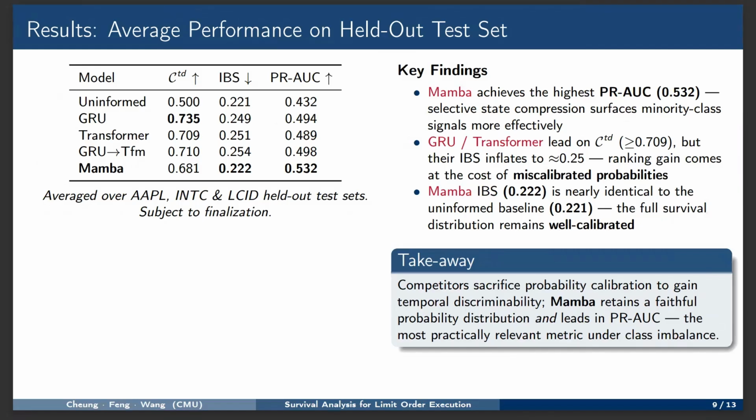With the completed final model so far, the results average across Apple, Intel, and Lucid test sets. GRU leads on C-index at 0.735, the strongest temporal ordering, with transformer variants not far behind. But both GRU and transformer inflate their IBS to roughly 0.25, indicating miscalibrated probability distributions. Mamba achieved the highest PR-AUC at 0.532, the most practically relevant metric under class imbalance, with IBS nearly matching the uninformed baseline, confirming well-calibrated survival distributions.